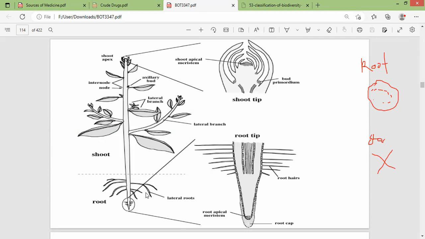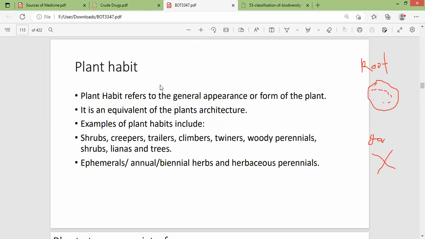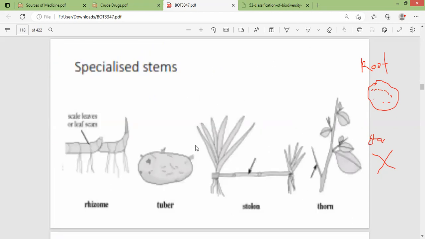A plant grows in two ways. It grows downwards and it also grows upwards. So we have the shoot tip and the root tip. Then plant habit. Habit just refers to how the plant generally appears. Is it a shrub? Is it a climber, a tree? Stuff like this.